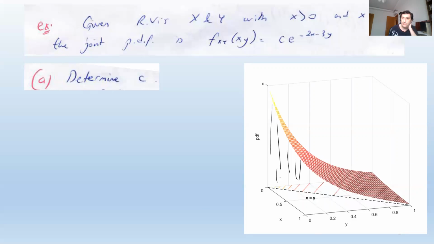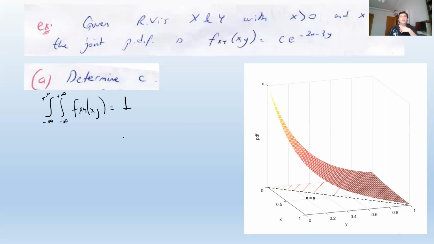It's going to be the volume here, all the part beneath this surface, as I think you can understand. So the volume here is going to be equal to 1, because this is the property of a joint probability density function. So what we are basically going to do is write the double integral, from minus infinity to plus infinity, minus infinity to plus infinity, f(x,y) dx dy is going to be equal to 1. Of course, integral, because we are dealing with continuous variables.